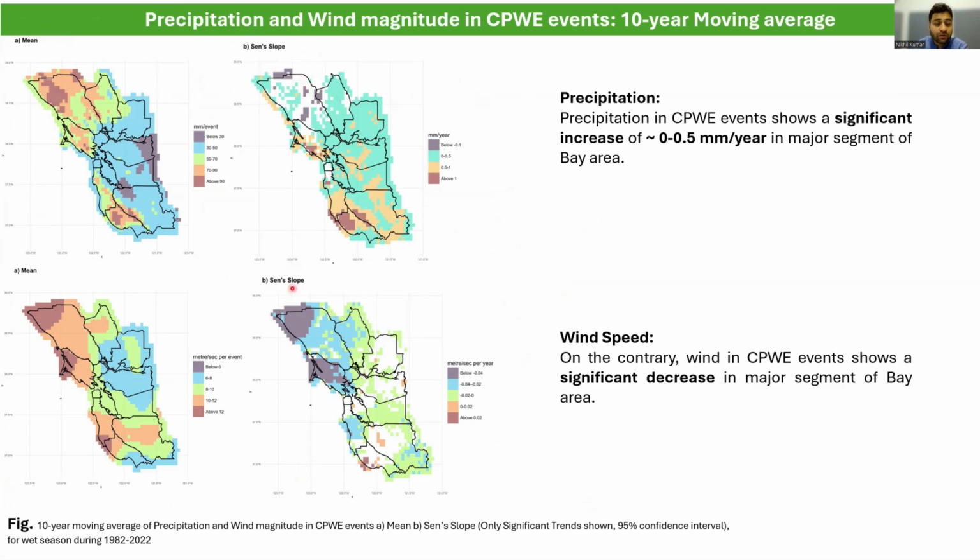So what we got is that the results for the precipitation were quite interesting. The precipitation during these compound events shows a significant increase of 0 to 0.5 mm per year, that is this green color, in a major segment of the Bay Area. On the contrary, for the wind speed, wind in these events shows a significant decrease in a major segment of the Bay Area, but the magnitudes are very small.